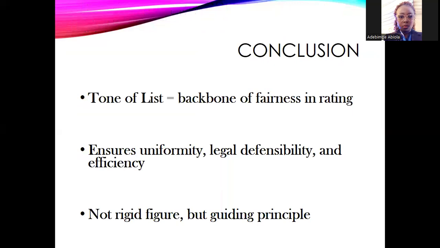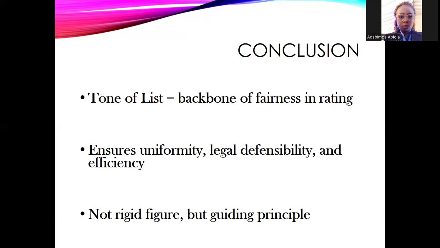So in conclusion, we can say that the tone of list is the backbone of fairness in any rating administration, because it ensures that properties of similar nature within the same locality are assessed with similar value. And we know that without this tone of list, valuation will be worse. The valuation list will be inconsistent, will be unfair. Before you know it, you start having a series of figures.